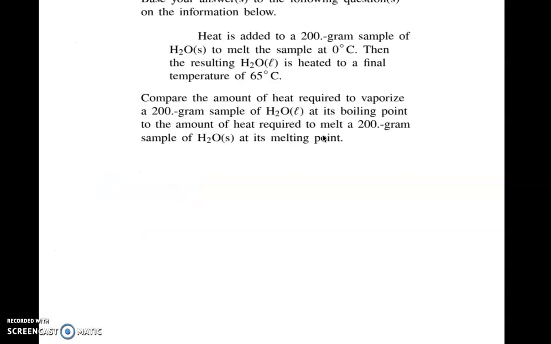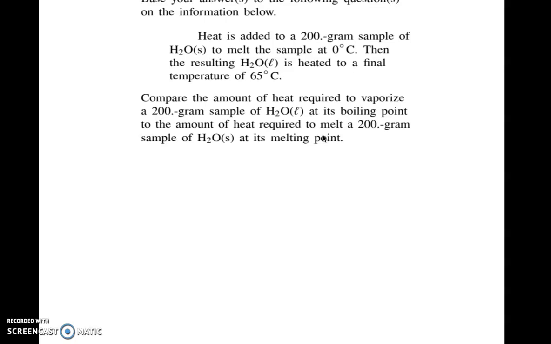And for our final question, it reads, base your answers to the following questions on the information below. Heat is added to a 200-gram sample of H2O solid to melt the sample at 0 degrees Celsius. Then the resulting H2O liquid is heated to a final temperature of 65 degrees Celsius. Compare the amount of the heat required to vaporize a 200-gram sample of H2O at its boiling point to the amount of heat required to melt a 200-gram sample of H2O at its melting point.